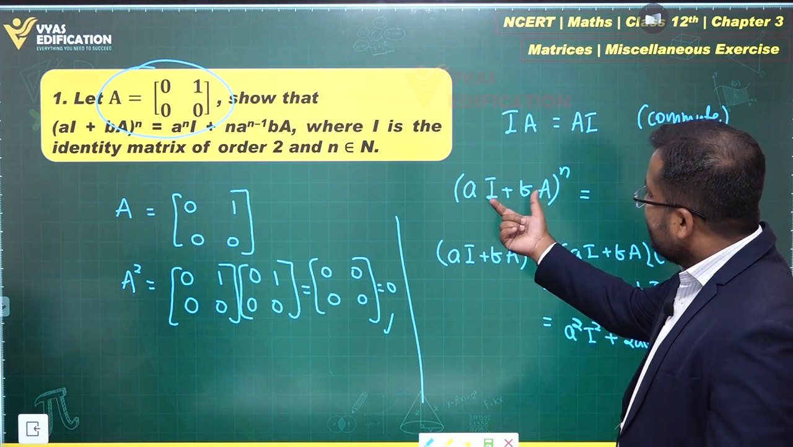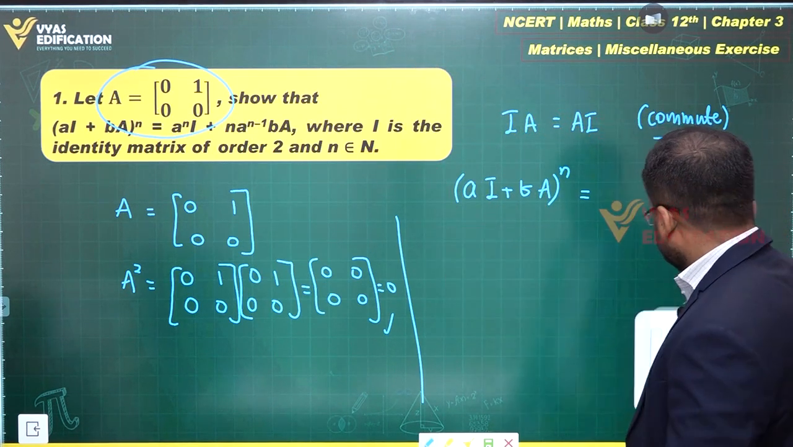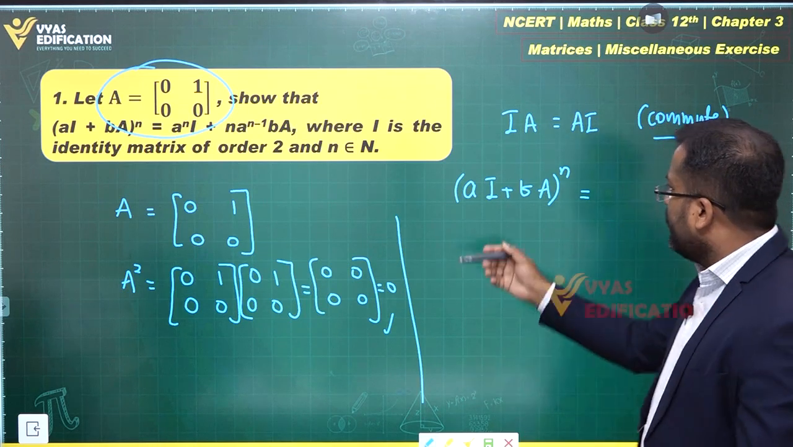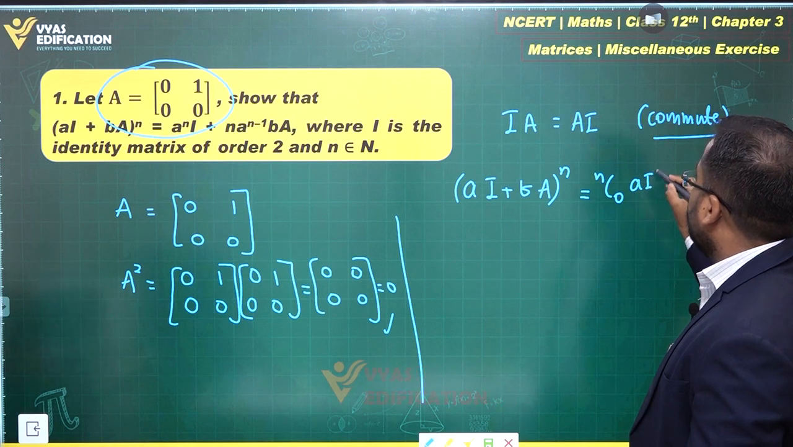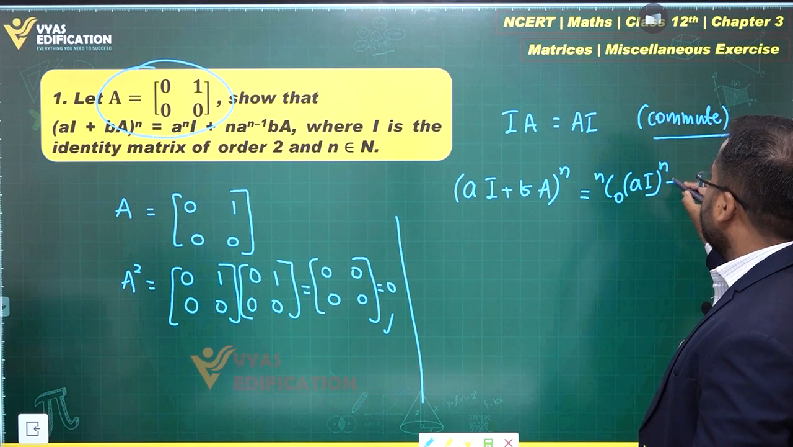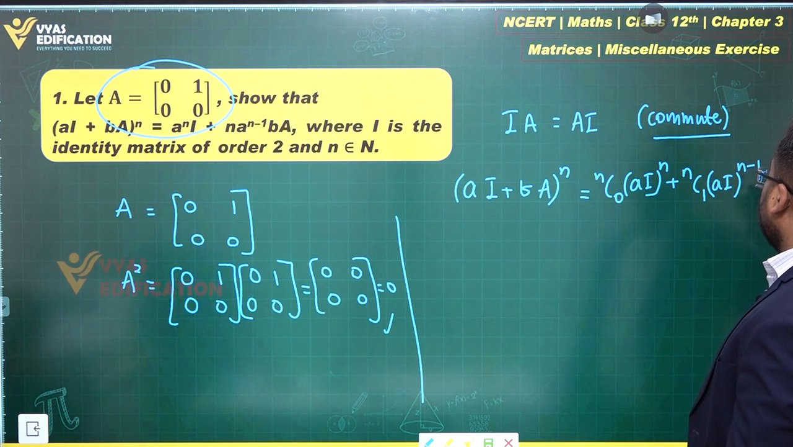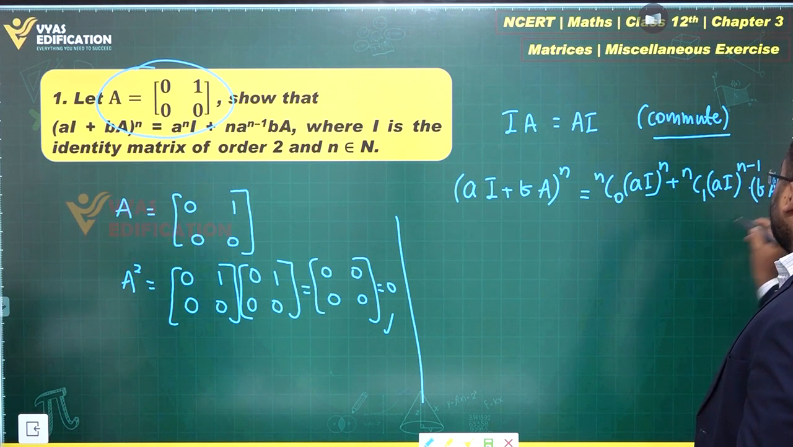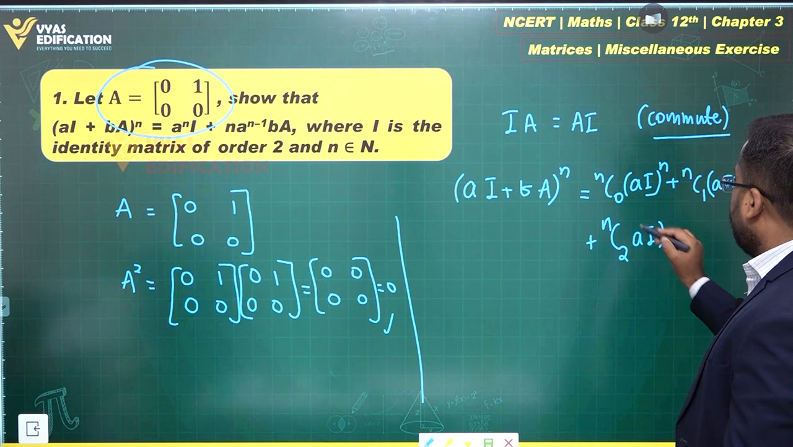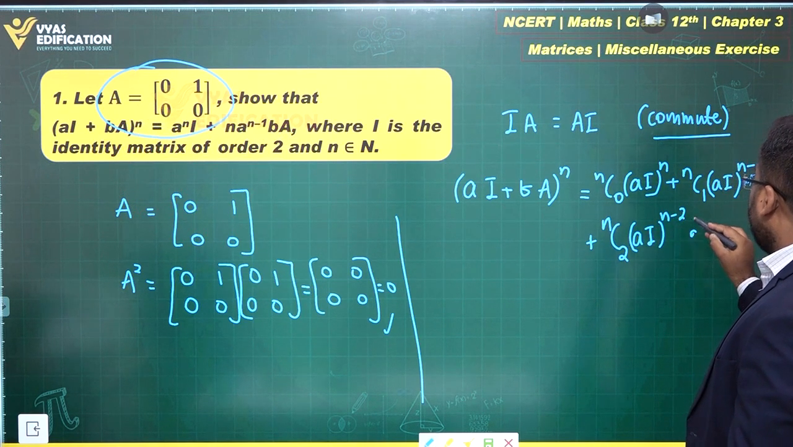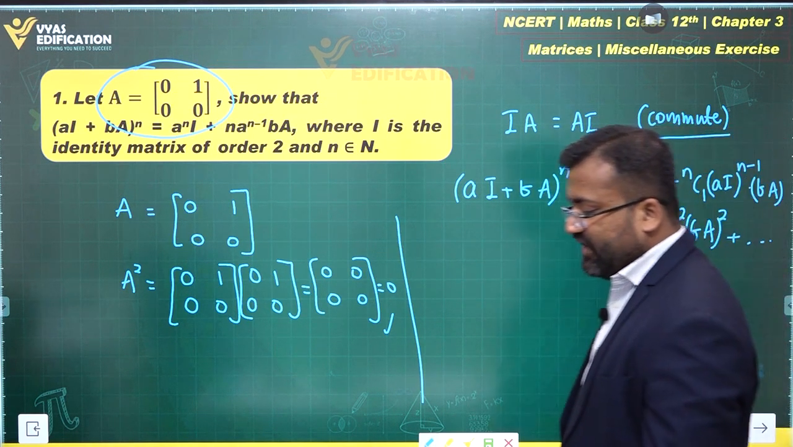So this is the given expression in the LHS, and I want to expand this expression using our concepts of algebra. And what I do is, this is nC0 (aI) power n plus nC1 (aI) power n minus 1 times bA, plus the next term would be nC2 (aI) power n minus 2 times (bA) power 2 plus... There will be plenty of other terms as well.